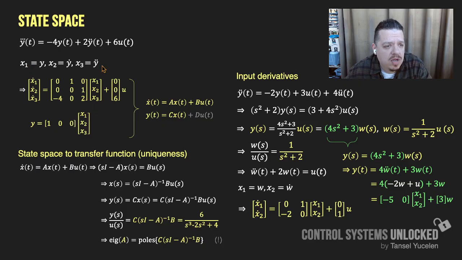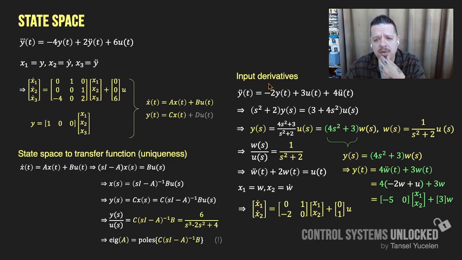However, when you reorder the states, you can find different state space formulations for the same problem. So state space representations are not unique. Does it create a problem? No, not at all. So let's move forward.